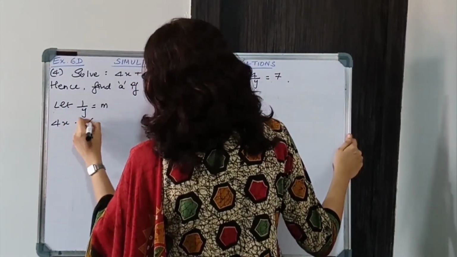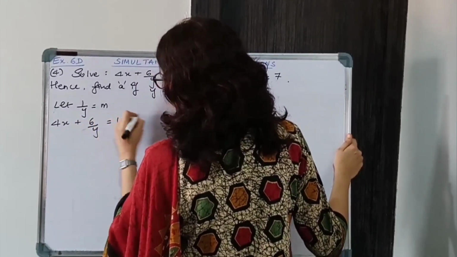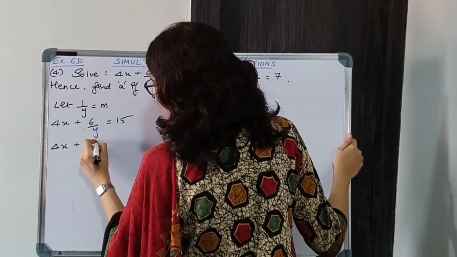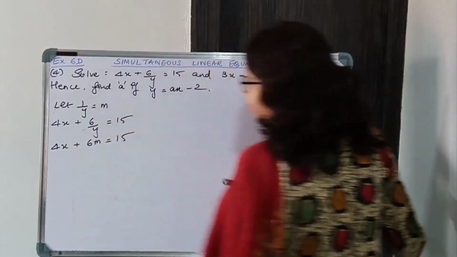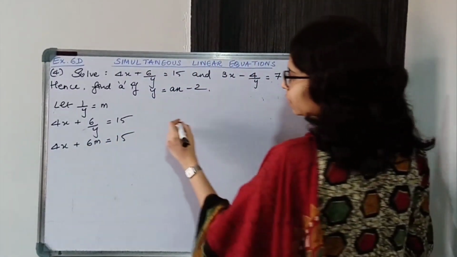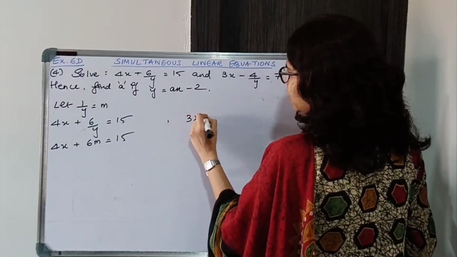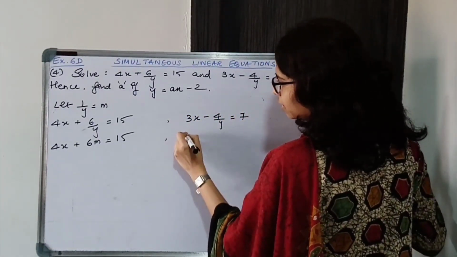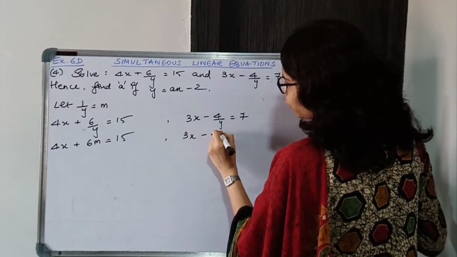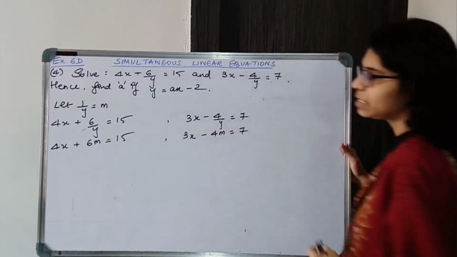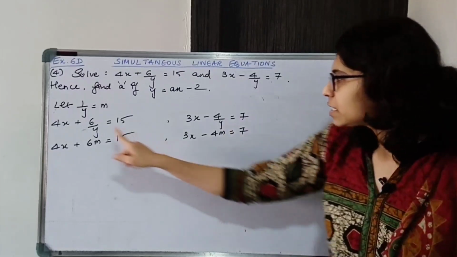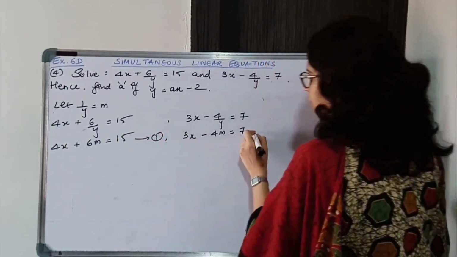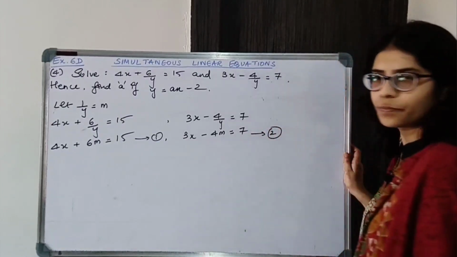4x plus 6 upon y becomes 4x plus 6m equals 15. Over here, 3x minus 4 upon y equals 7 will become 3x minus 4m equals 7, where 1 upon y is m. Mark this as equation 1 and this as equation 2.